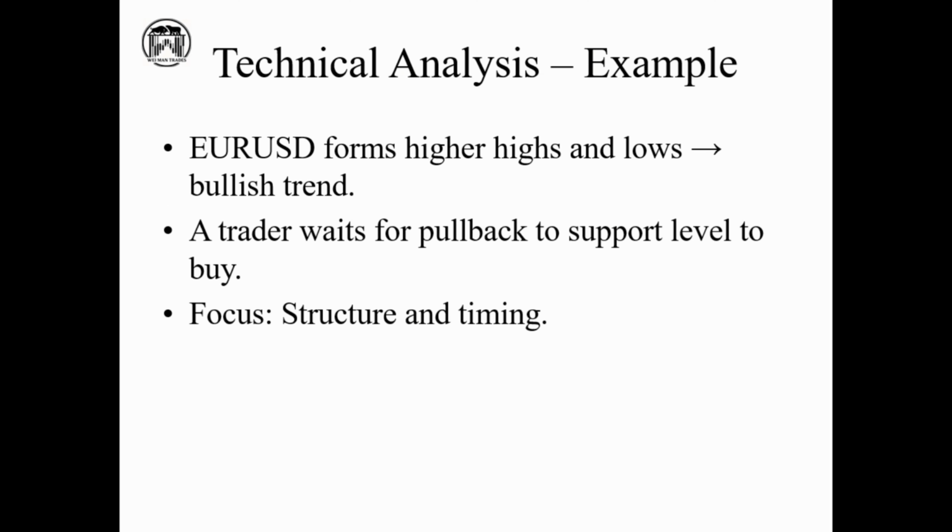Let's have an example on technical analysis. Let's say USD forms higher highs and higher lows. That is a bullish trend. If the market is making higher highs and higher lows, that is a bullish trend, an uptrend. As a trader, you would want to wait for a pullback into a support level and then you buy. It's just focusing on structure and timing. If it's a downtrend, forming lower lows and lower highs, you wait for a pullback to a resistance and then you sell.